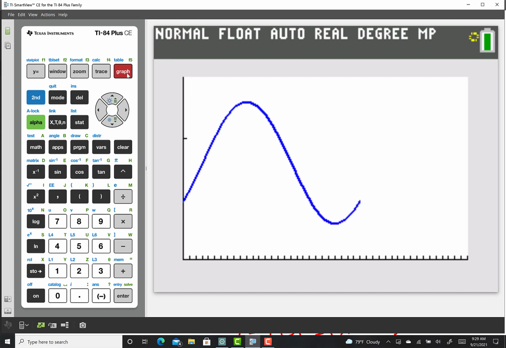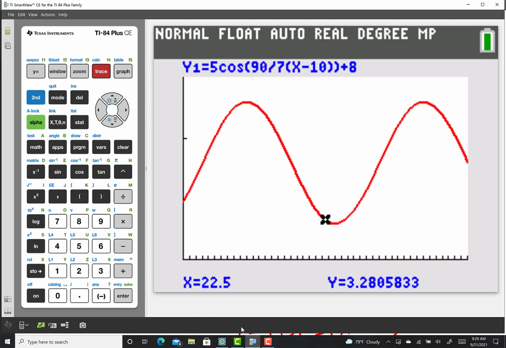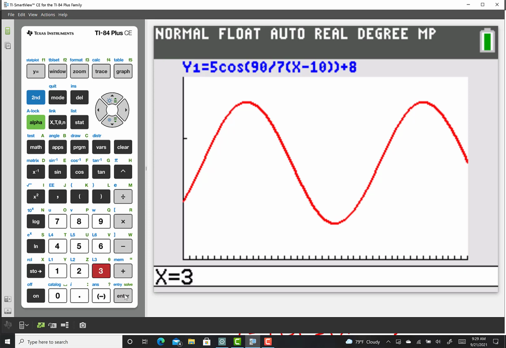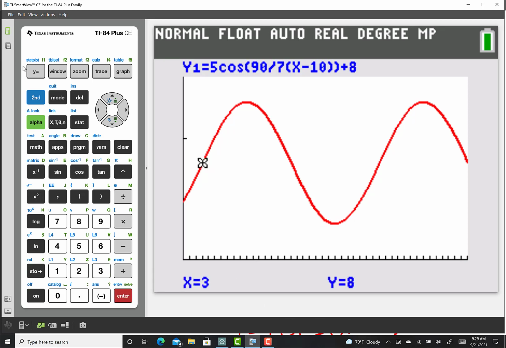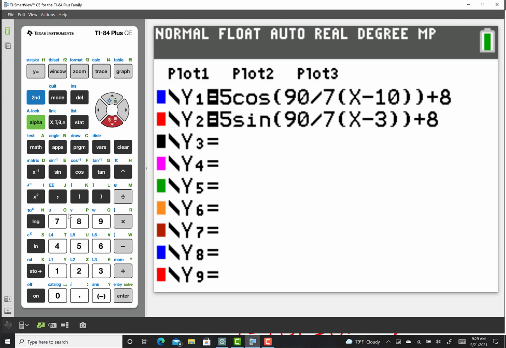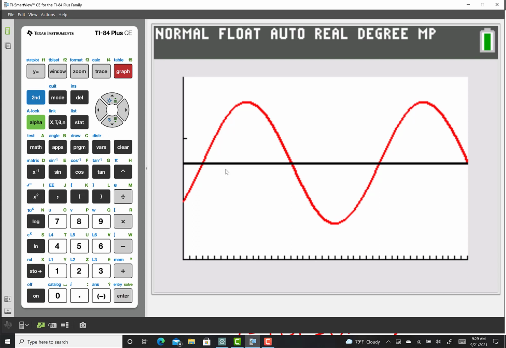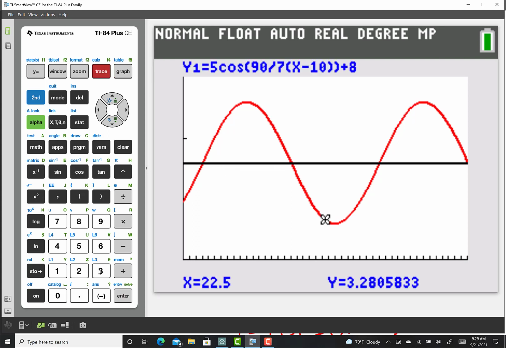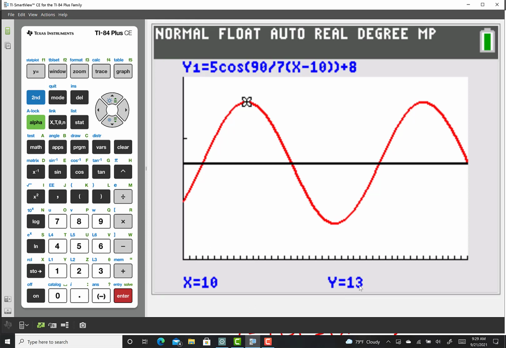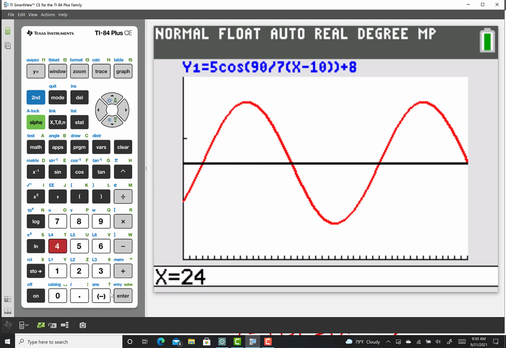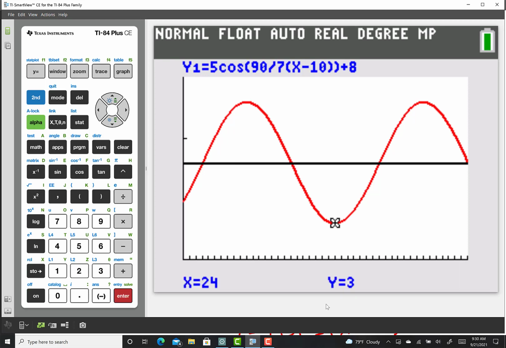So check it out. Look at that. They're both the same. Cool, right? Let's click trace really quick just to make sure. What values do I know for a fact? 3. Enter. Check it out. Y equals 8. If you want to see the midline, let's put that visual. Y equals 8 here. There it is. Trace. 3. Enter. 3, 8. Cool, right? And then what was my high point at 10? 10. Enter. There it is at 13. Cool. What was my low point? Give me 24. Enter. Look at that, guys. It works. You guys did it. Good job.